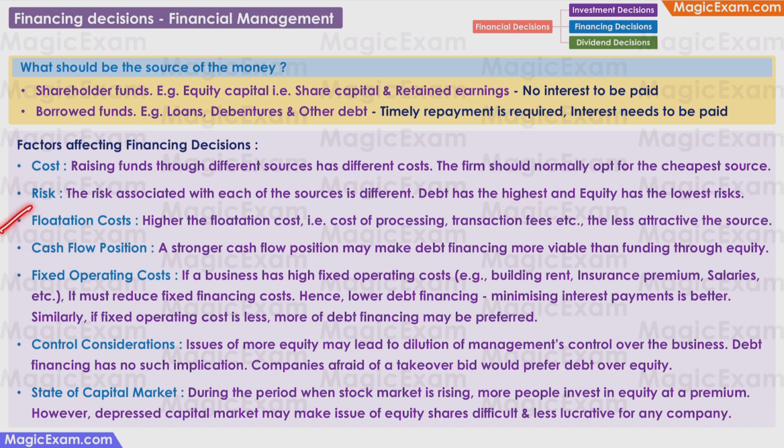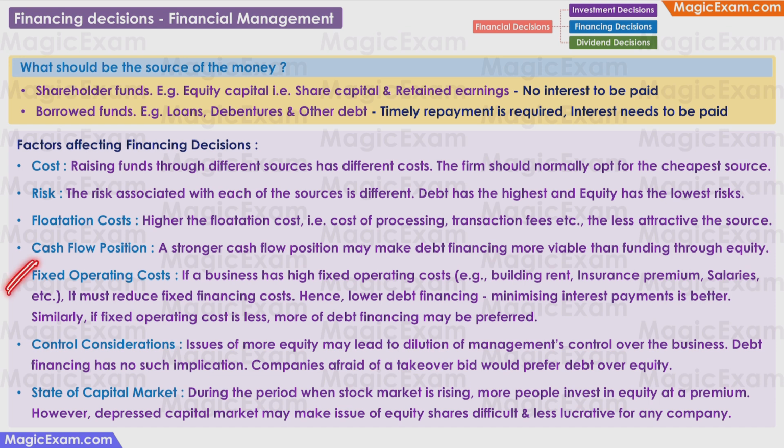Flotation costs. Higher the flotation costs, such as cost of processing or transaction fees, the less attractive the source will be. Cash flow position, that is a stronger cash flow position. That is, if a business can generate regular and adequate cash, then it may make debt financing more viable and more attractive than funding through equity.